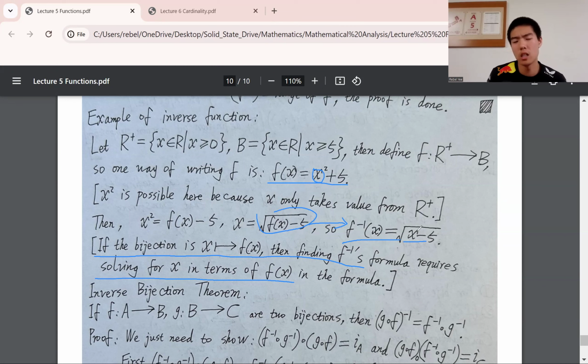It is correct. So we can check it. First, check the domain, whether all of the x taken from this set's domain, first taking f, and then taking f inverse, and the inverse of f also goes to the positive numbers. So let's first consider the x transition.